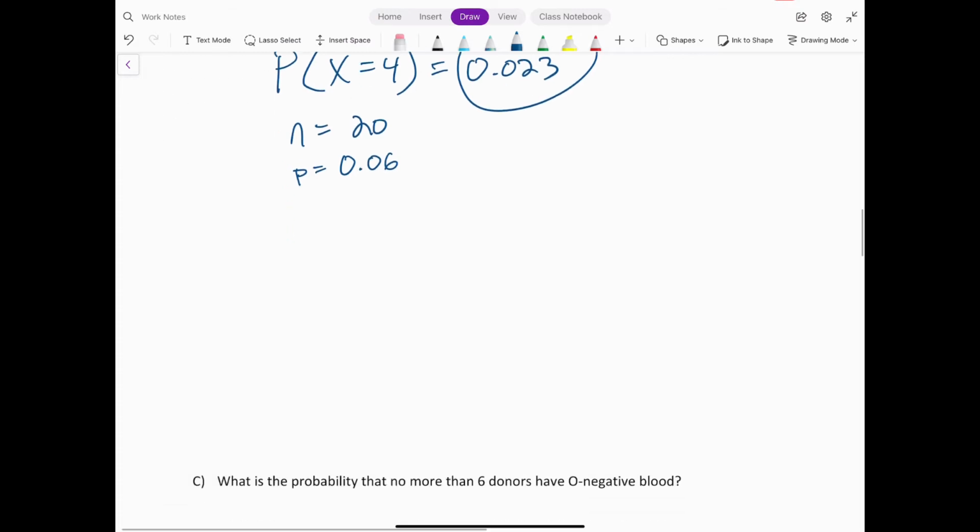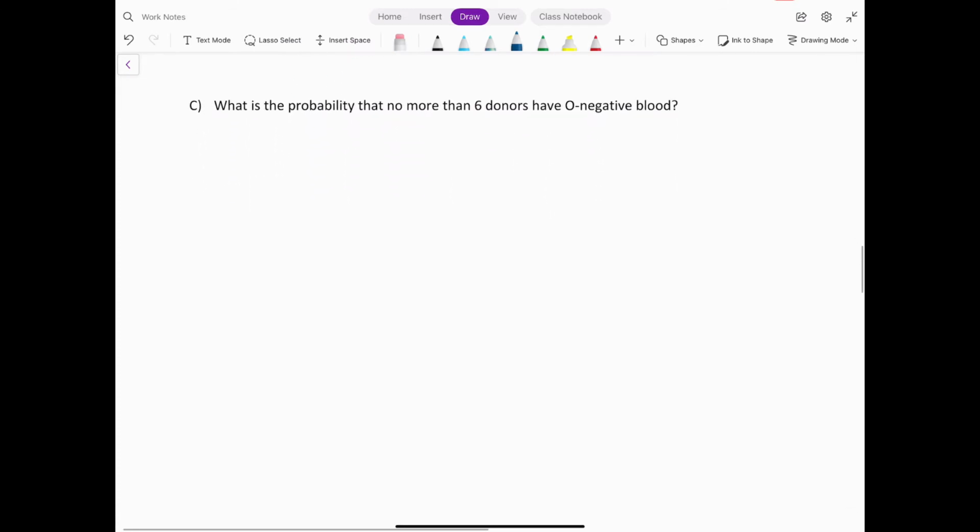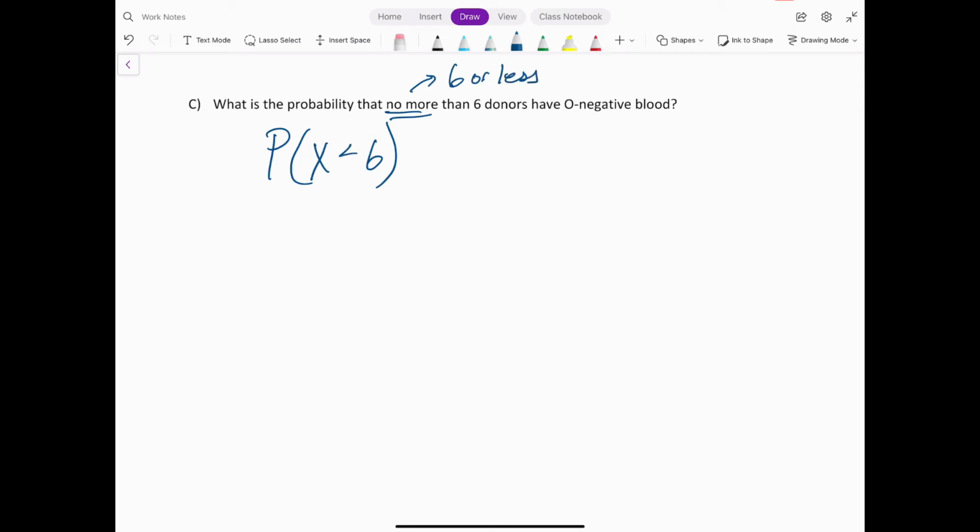Hopefully that wasn't too bad. Let's do a few more. What is the probability that no more than 6 donors have O negative blood? No more than 6. So that's the probability of our number of successes being no more than 6. I have my X, I have my 6. The question is, what inequality do I put in between? No more than 6 means 6 or less, aka less than or equal to. I can have 6, but I can't have any more than that.